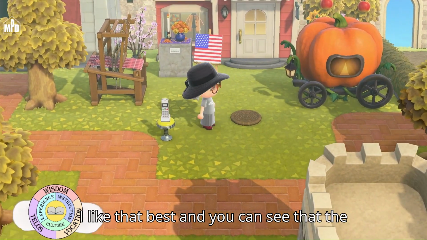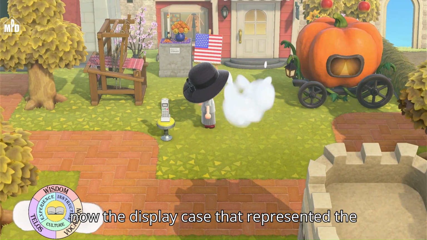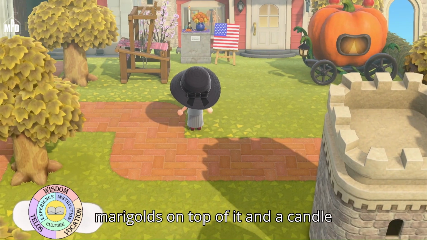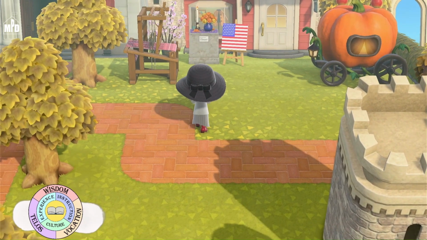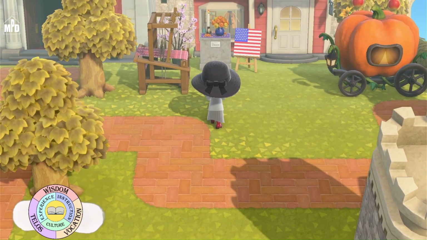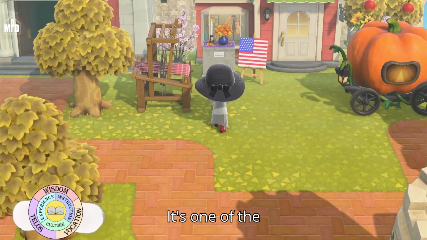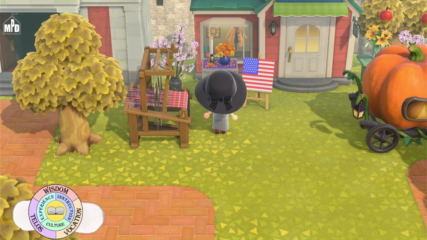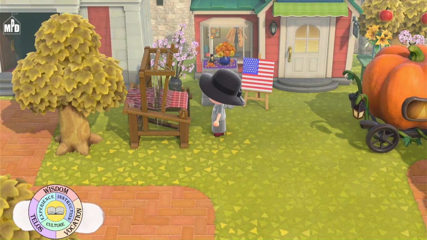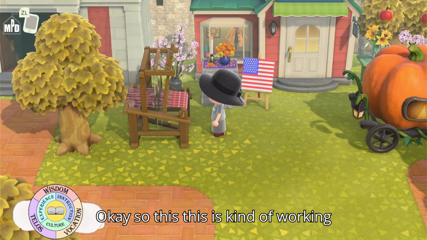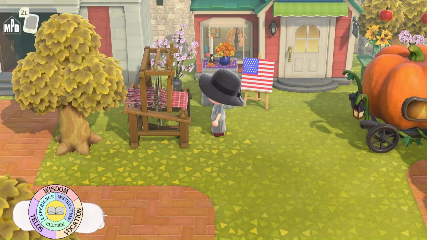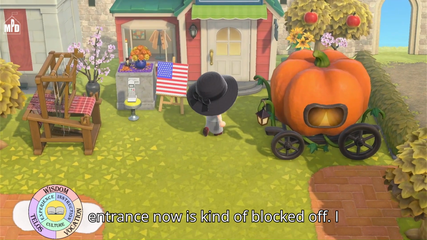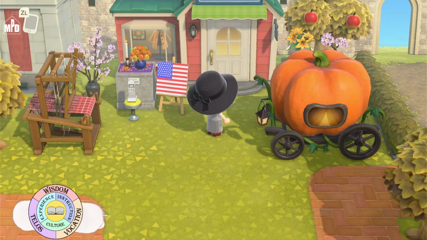I like that best. And you can see that the display case that represented the tower now has the marigolds on top of it and a candle. So it's a memorial. It's one of the seasonal items. It's a memorial to the dead. And okay, so this is kind of working. I can still get to the loom, but this entrance now is kind of blocked off. I don't like it.